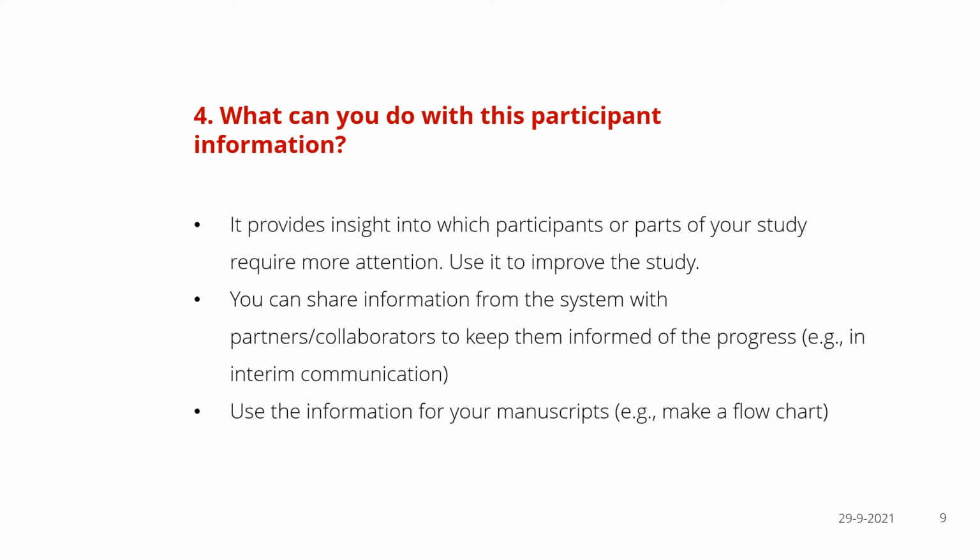Information that you register in the participant management system is very useful for your study. The information provides insight into which participants or parts of your study require more attention. For example, if you register that you've already tried to email the participant multiple times without response, you may want to start calling them. If many participants reject participation in the interview study, you may want to reconsider how and when you approach or inform the participants about the interviews. So use the information you have to improve your study and to prevent dropouts.